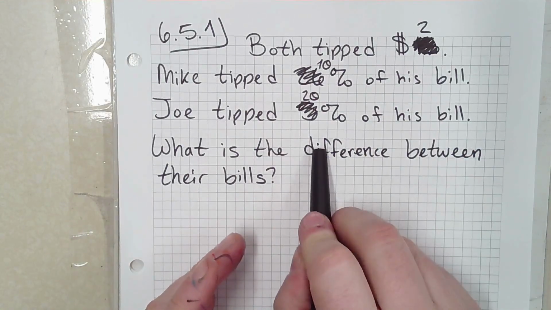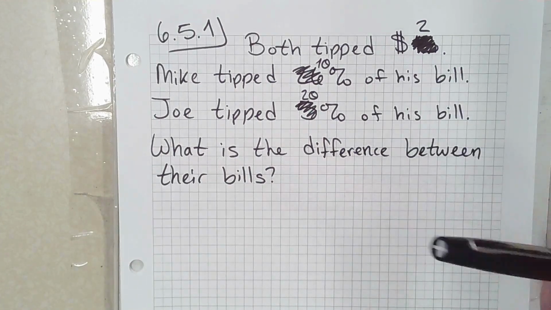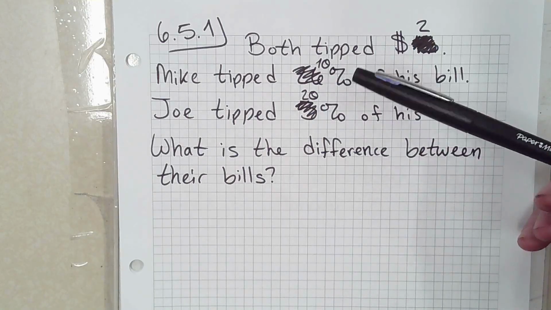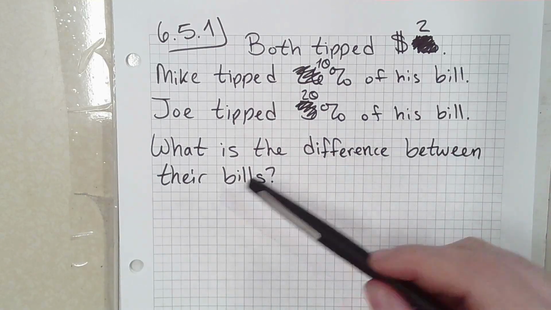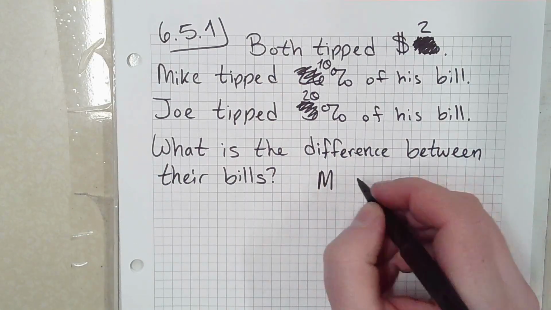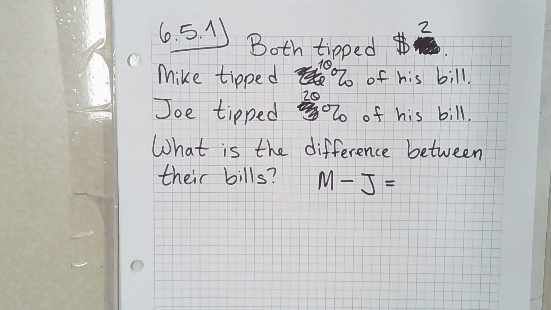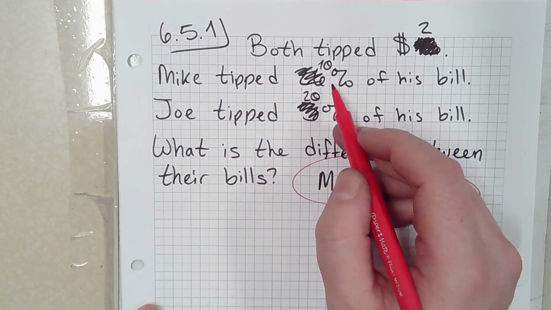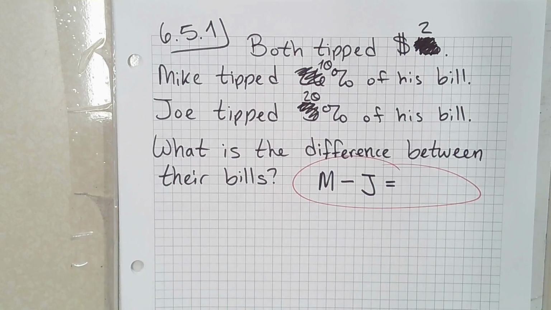And Joe tipped 20% of his bill. So 20% of his bill was $2. So you might be able to figure out Mike's bill must be twice as big, right? It only took 10% to get to 2, whereas this one took 20% to get to 2. We want to know the difference between their bills. So let's find that. The difference between their bills will be something like Mike minus Joe equals the difference, right? This is what we want to find. And we know Mike's bill should be bigger. So let's find Mike and Joe's bills.